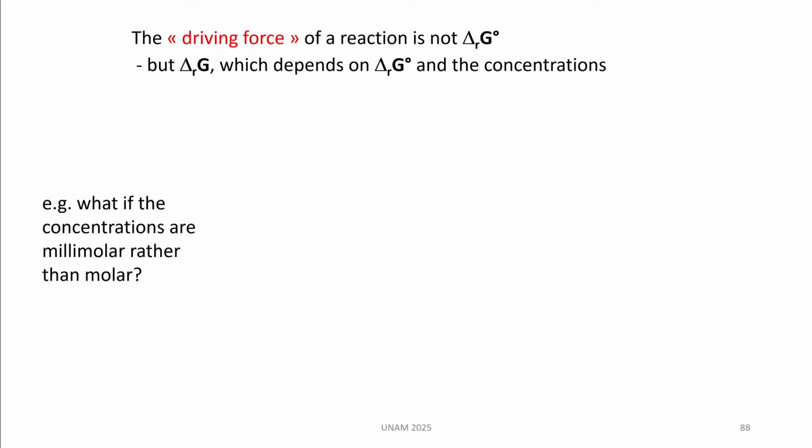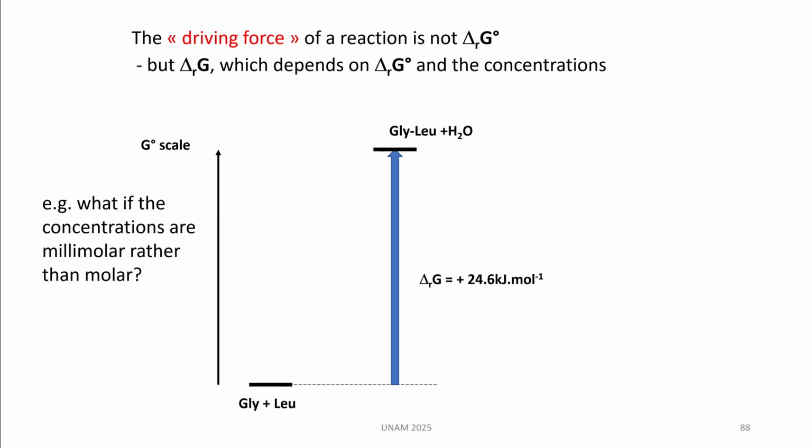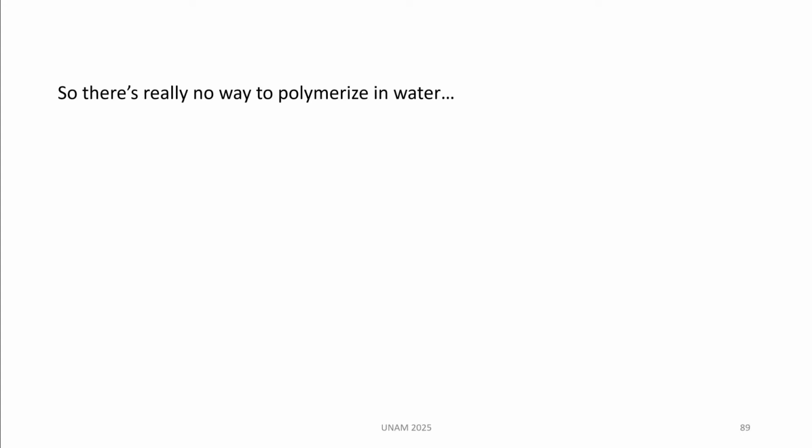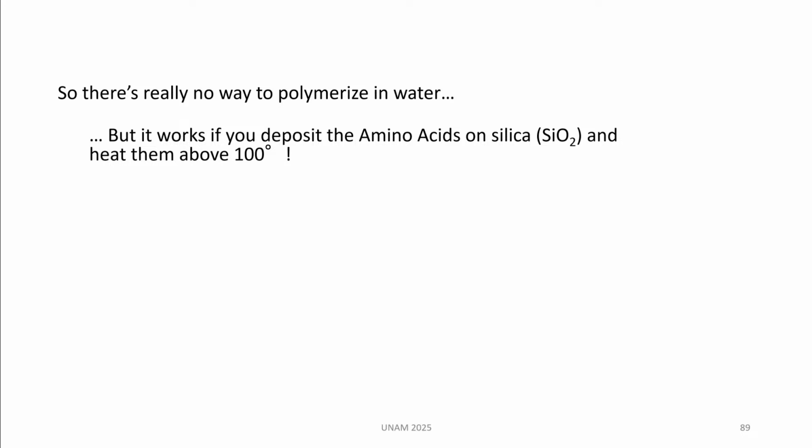So delta G0 is defined for all species at the 1 molar concentration. What if I take the millimolar level? Well, I can just apply the equation that I have shown you, and well, you see what I get. Now it's plus 25. It's even more positive, so it's worse. And that means I'm not going to succeed in condensating 2 amino acids in solution. No way to do it.